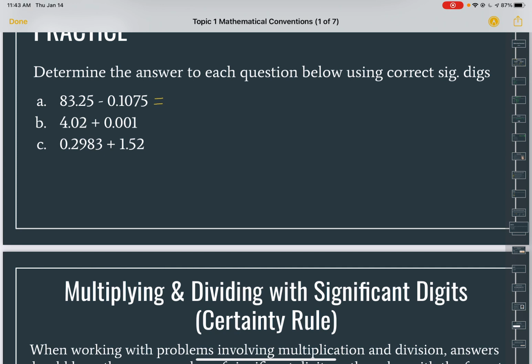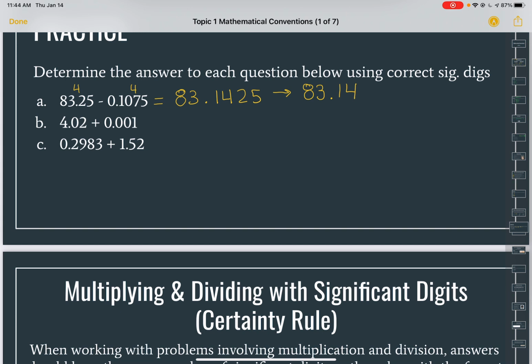So I'm going to do that. I'm going to go 83.25 minus 0.1075, and my answer is 83.1425. So this answer has 1, 2, 3, 4, 5, 6 significant digits. Way too many. In our question, we have to analyze the question. This one has 4, and this one has 4, which means our answer can only be to 4. So basically we're going to round the number. It would be 83.14.